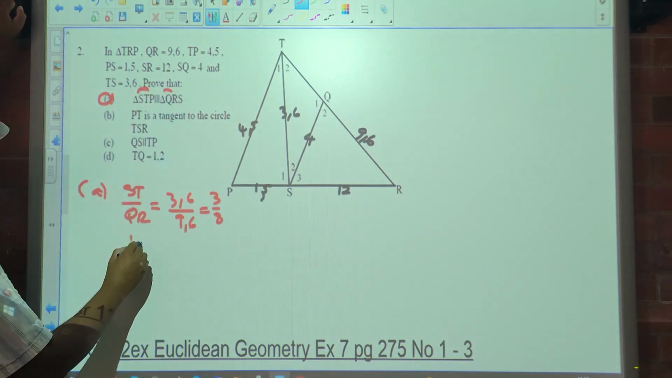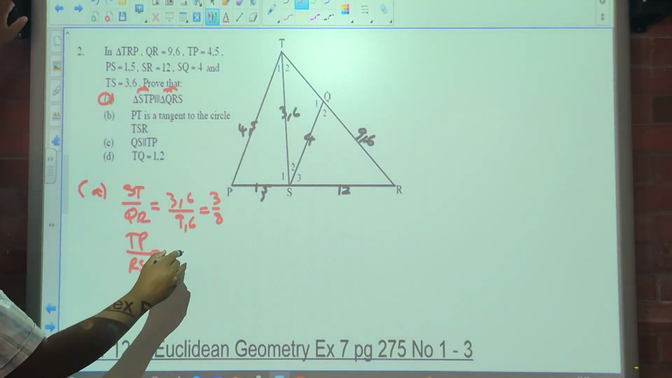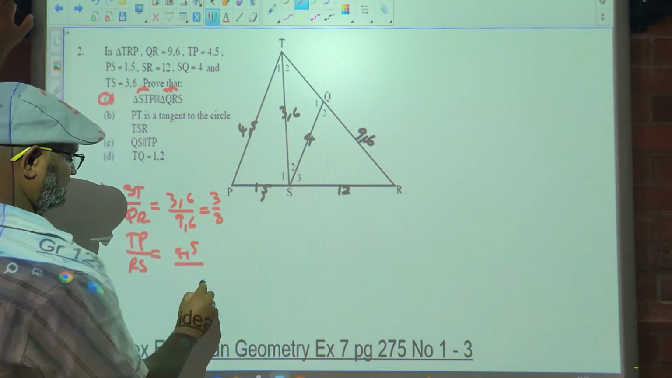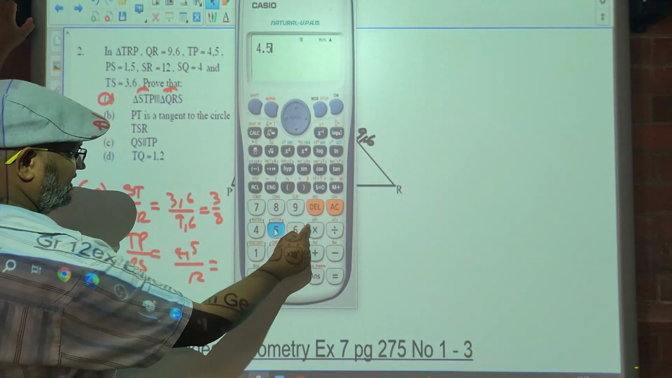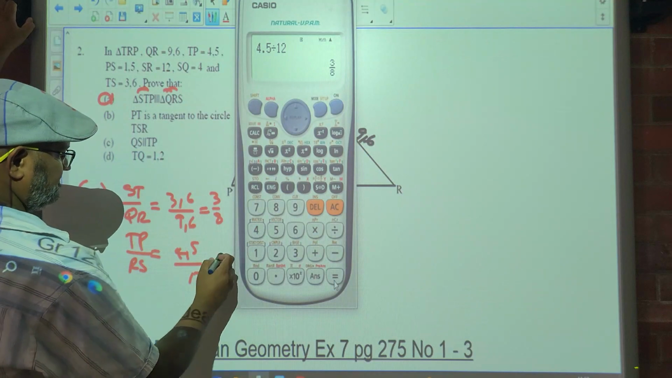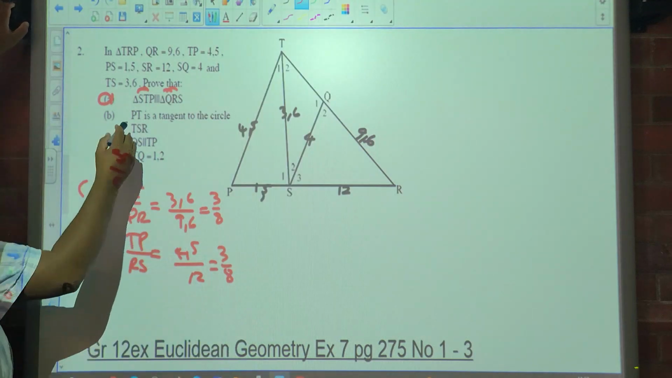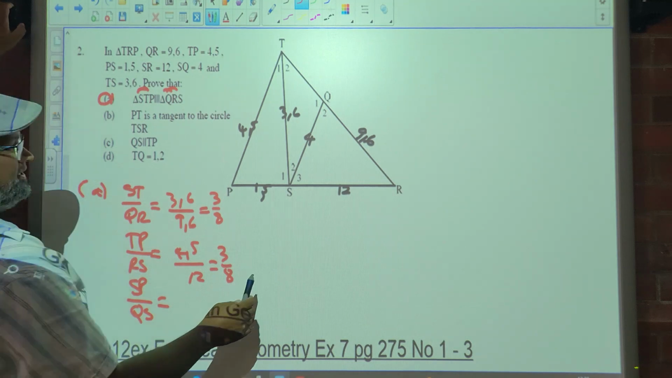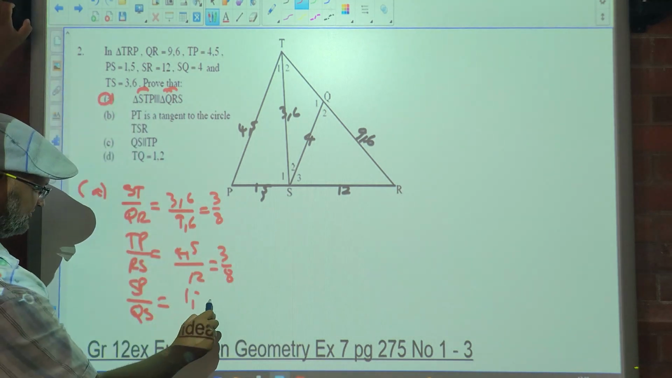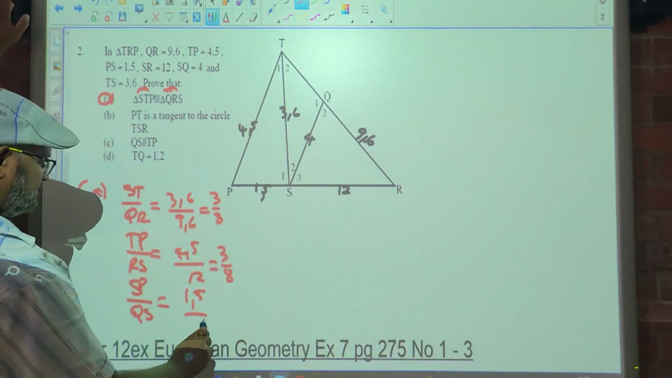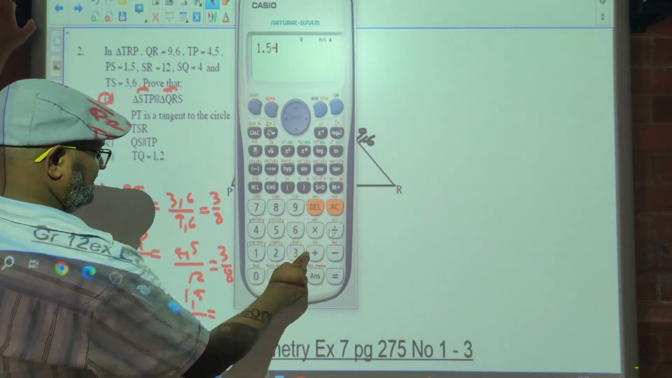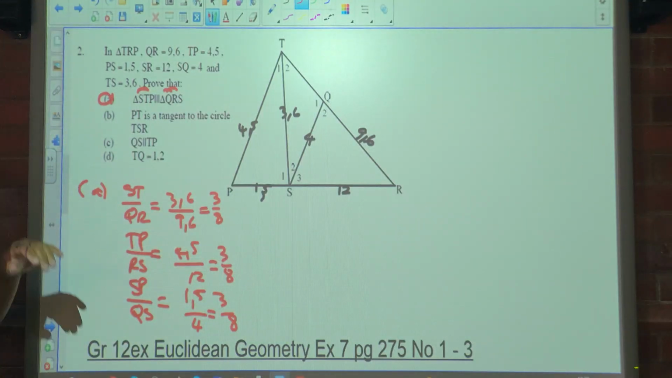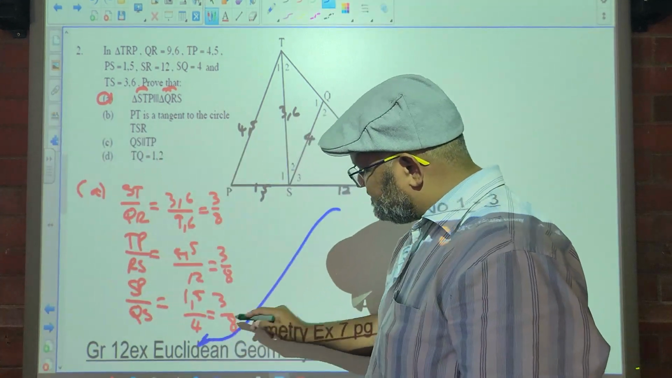Right, then TP over RS. So TP is 4.5 over RS, which is 12. And again, 4.5 divided by 12, we're going to answer 3/8. Okay, and then SP over QS. So SP, which is 1.5, over QS, which is 4. So 1.5 divided by 4 gives you 3/8. What do you notice? They're all the same. Again, this will be under here, no? This belongs there. So what do we say?